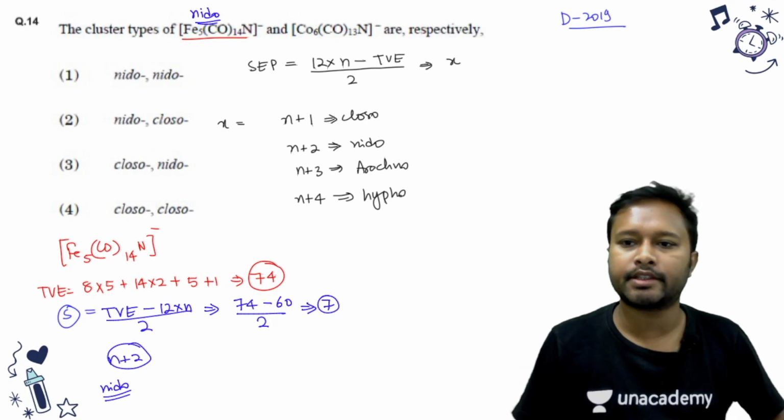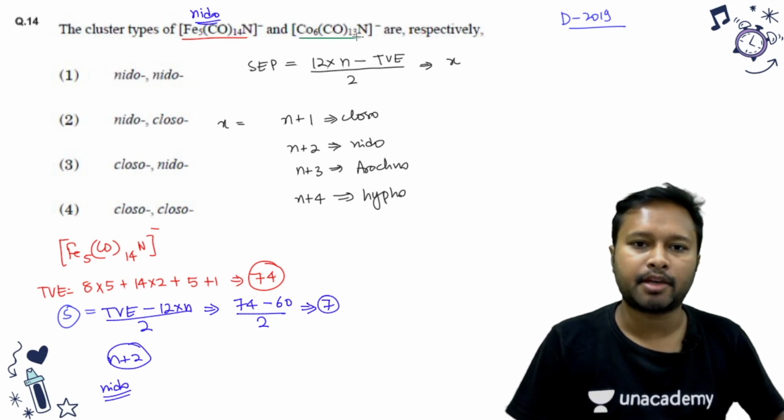Now once you have got this, it's pretty simple to do the next part. Let's try to do it. The next part over here is Co6(CO)13N minus.